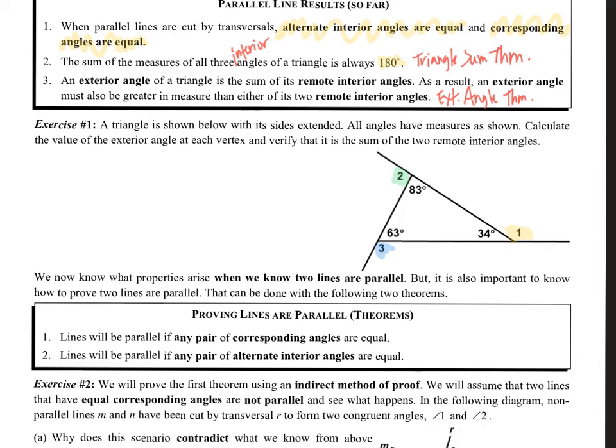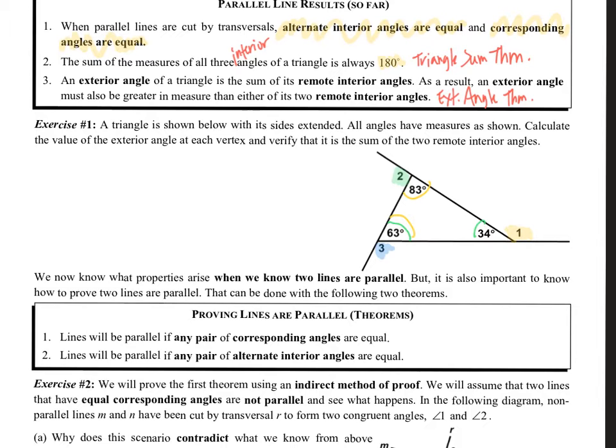Okay, so let's just look at angle 1 and just identify what its remote interior angles are. So angle 1 is the exterior angle to this angle that's measured 34 degrees. So the remaining two angles are 63 degrees and 83 degrees. Therefore, 63 and 83 must be the remote interior angles. For angle 2, right, it is the exterior angle to this angle measured 83 degrees. So whatever the remaining angles are, which are 63 and 34, those are going to be the remote interior angles. So let me just label that as well. So this is 63, 34.